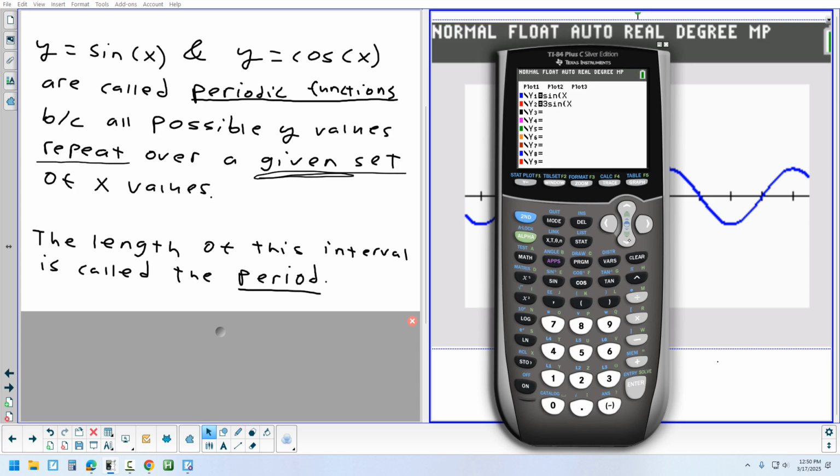Here's another one. Let's do sine of x plus 2. So there's the original. What did plus 2 do? Put it up higher. It didn't stretch it at all. All it did was take a copy of it and move it up 2.